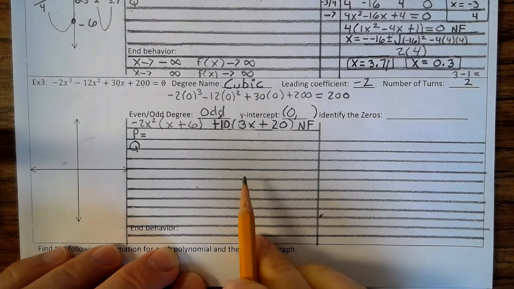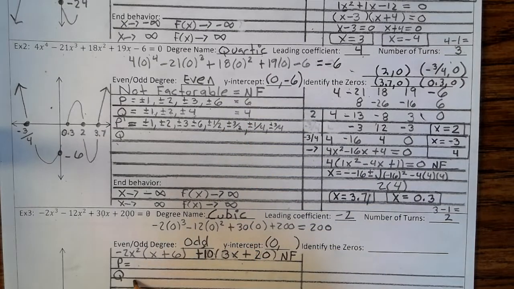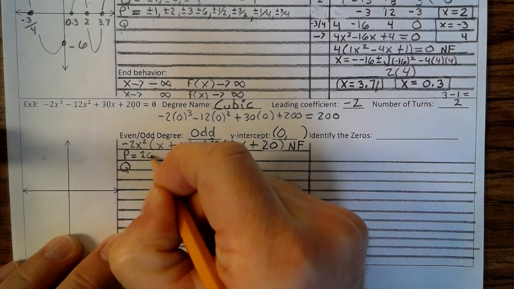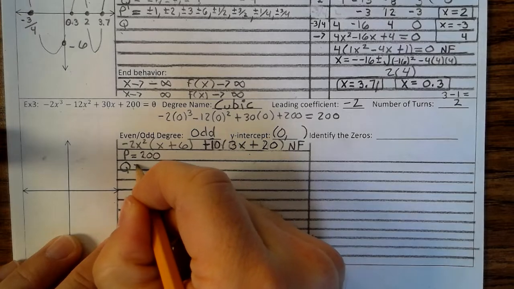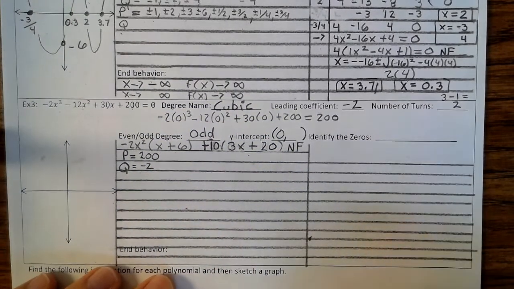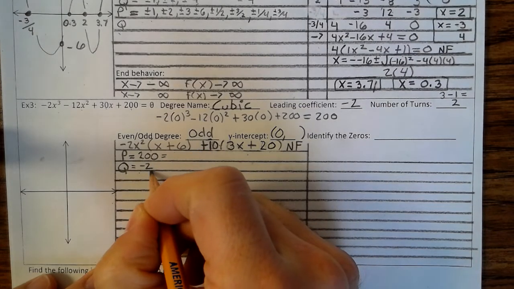and Q. Now, what I should have done in the last problem, where I put the 6 and 4 here, I should have put the 200 here and the negative 2 here. Okay, so now we need to find all the factors of 200 and negative 2.